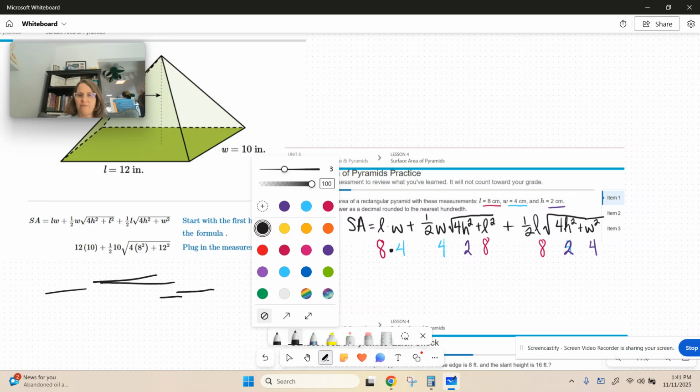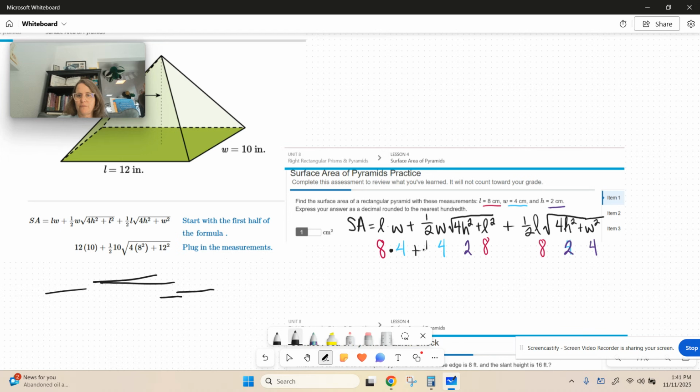So I'm just going to bring it down. And then all of this is under a radical. All right. 1/2 times 8. This is 4 times 2 to the second power. And the W is to the second power.